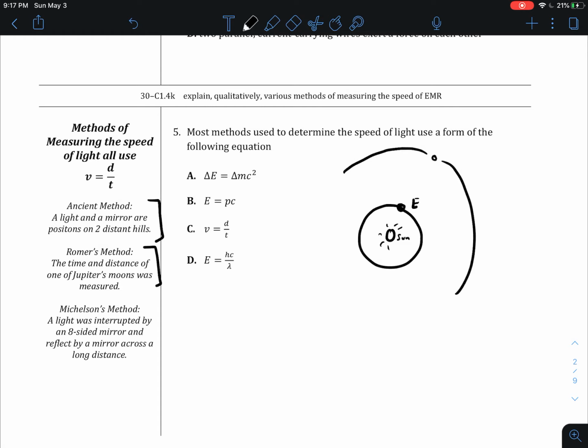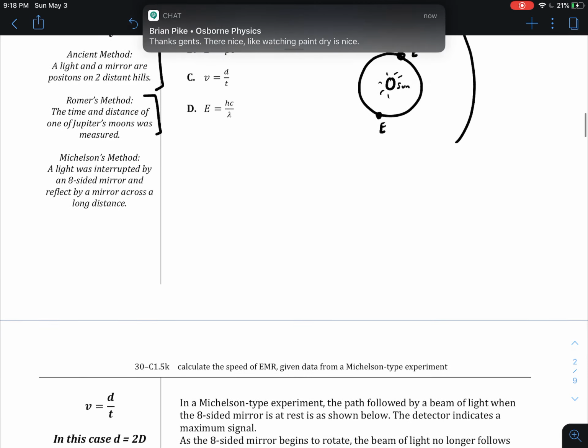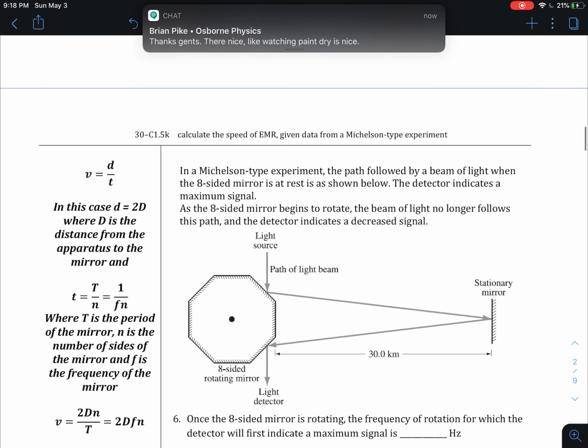And we once again looked at Jupiter and one of its moons as it went around. We said, well, if Earth was here compared to here, it took a different amount of time for the light to reach us. That different amount of time was because of the different distance that we were from Jupiter. From that, we were able to find the speed of light. That was, once again, Romer's method. And the other one was Michelson's method, which we'll take a look at next.